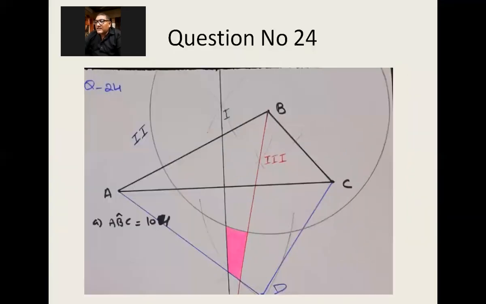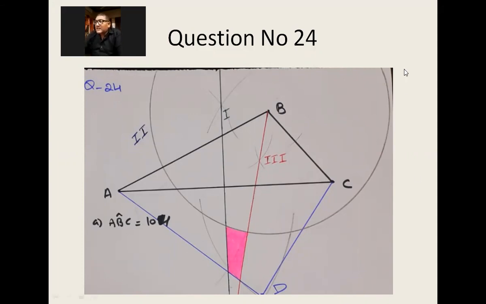I put the pin of the compass on the C point, I opened it 9 centimeter, and I have drawn this arc. You can see this arc. Where these two arcs intersect each other, that's the point D. So here we will have the point D. Then join A with D and C with D. I've done this with the blue color. So hopefully you understand. That's the first step in this question.